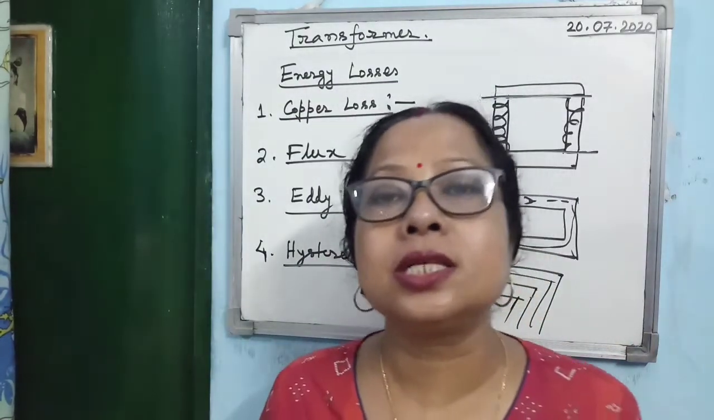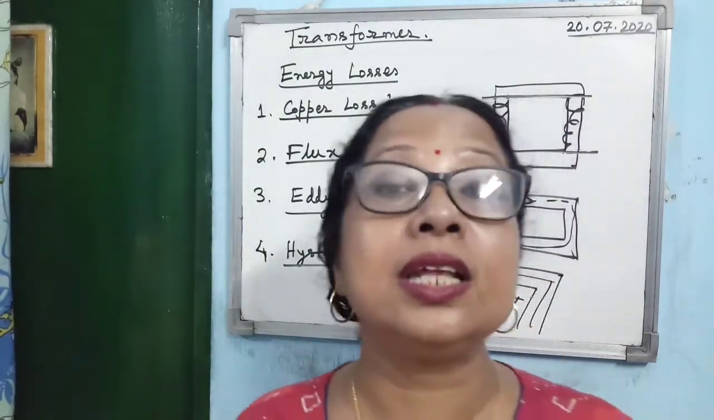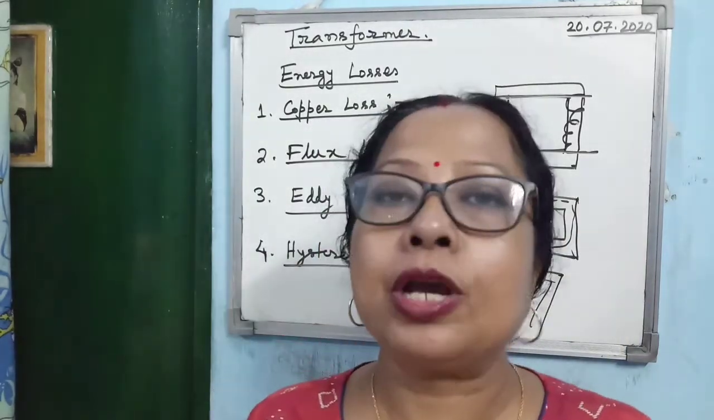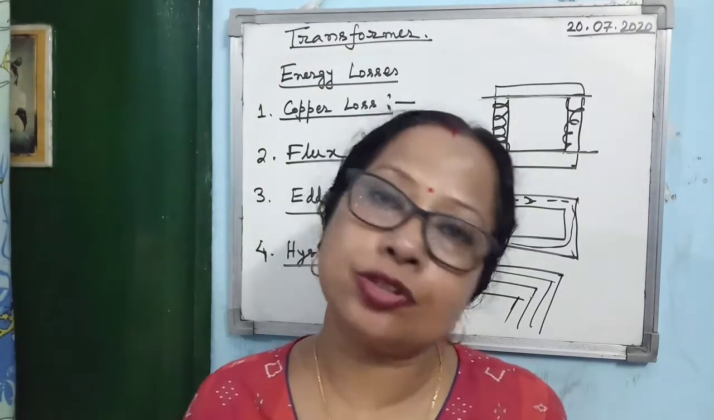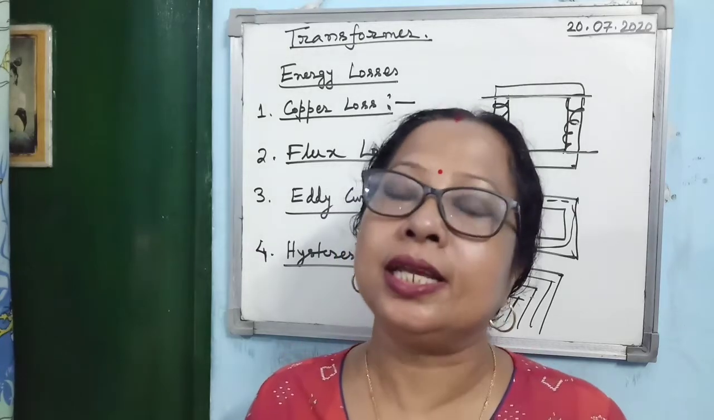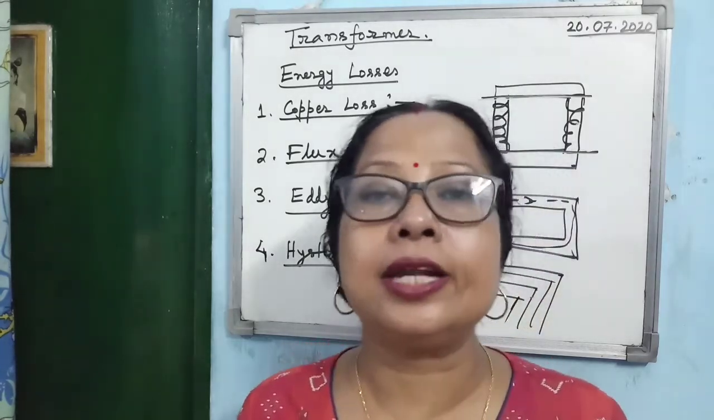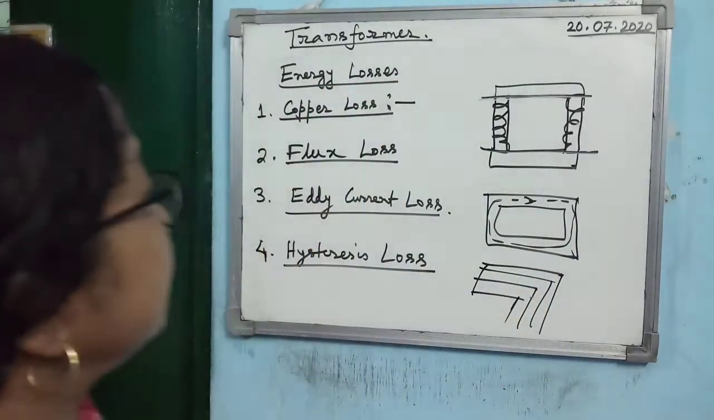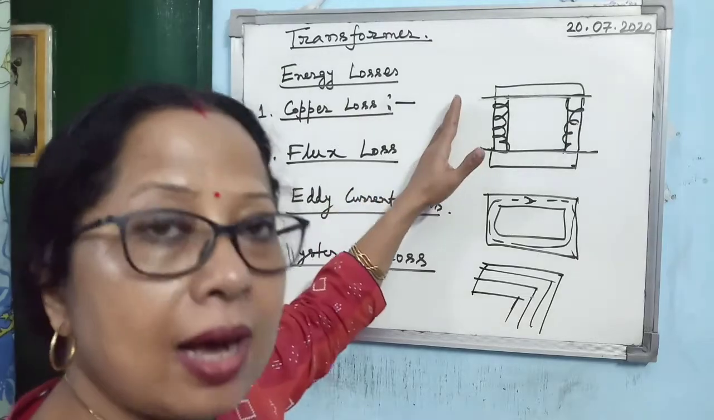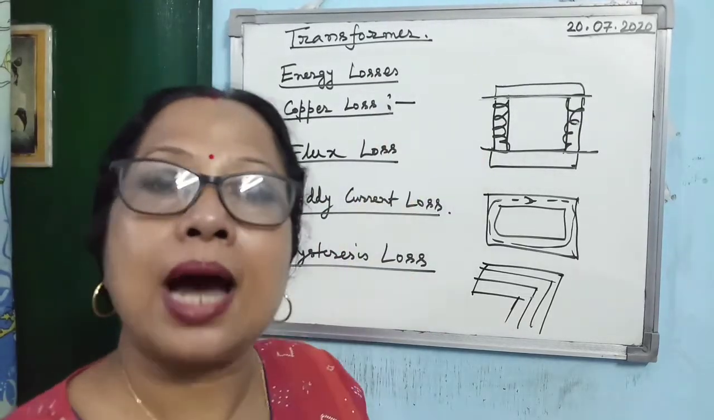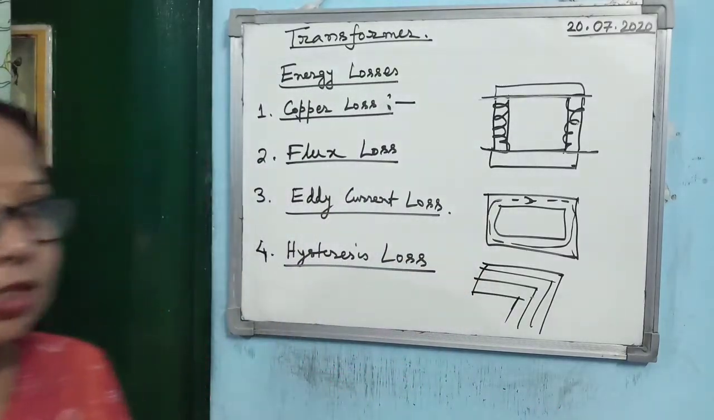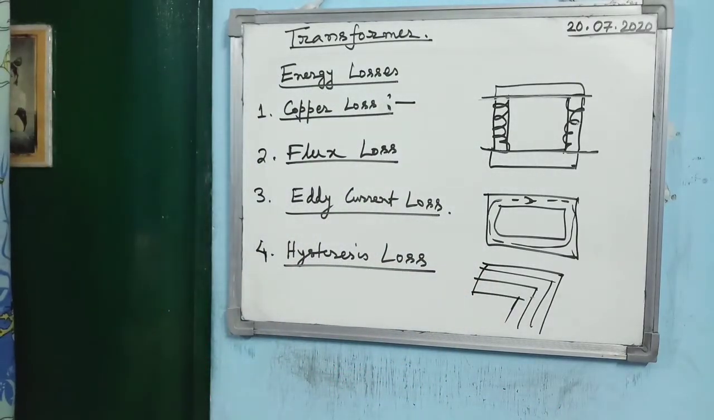Alright. Now hysteresis loss can be minimized by using soft iron as the core material, because for soft iron the area of the hysteresis loop is such that it minimizes the energy needed for the magnetization and demagnetization process. So these are the energy losses in the case of a transformer. You must remember the different types of losses and how to minimize them. Okay, that's all about the transformer.